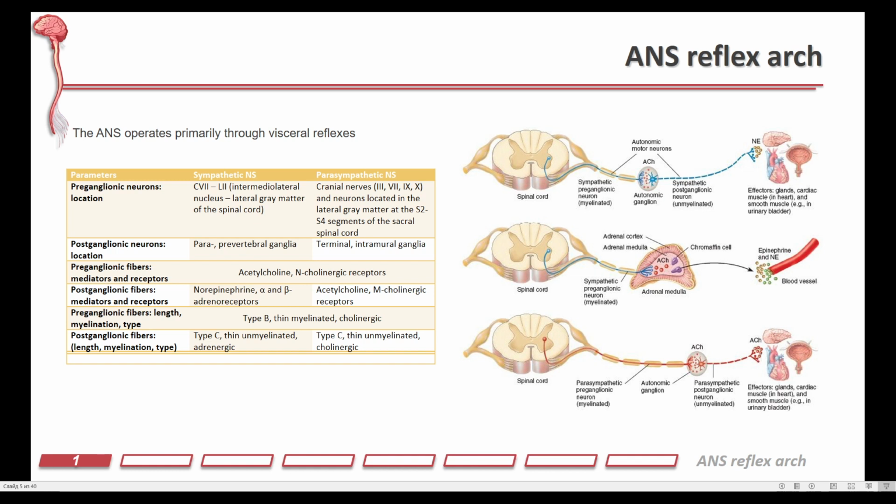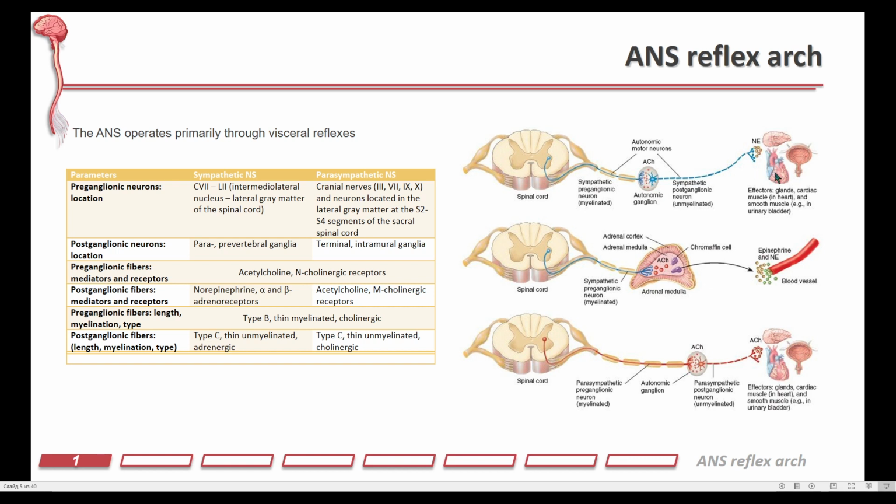The next difference is about the neurotransmitters which will be released in these synapses. If we are talking about a preganglionic neuron, in both cases you have acetylcholine as a neurotransmitter and nicotinic cholinergic receptors. It doesn't really matter if it's the sympathetic or parasympathetic nervous system. But in postganglionic neurons, there will be a difference. For example, in the sympathetic nervous system, it's norepinephrine which is secreted, and in the parasympathetic, it's acetylcholine.